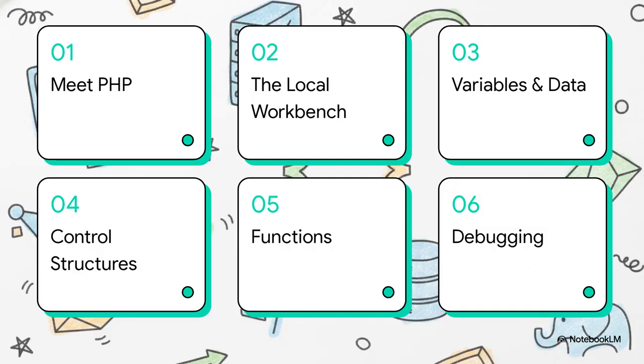Here's the roadmap for today's explainer. We'll start by meeting our web engine, PHP, and setting up our local workbench. From there, we'll gather our raw materials with variables, build the architecture using control structures, plug in our power tools, functions, and finally inspect the house with some debugging. Let's tackle this step by step.